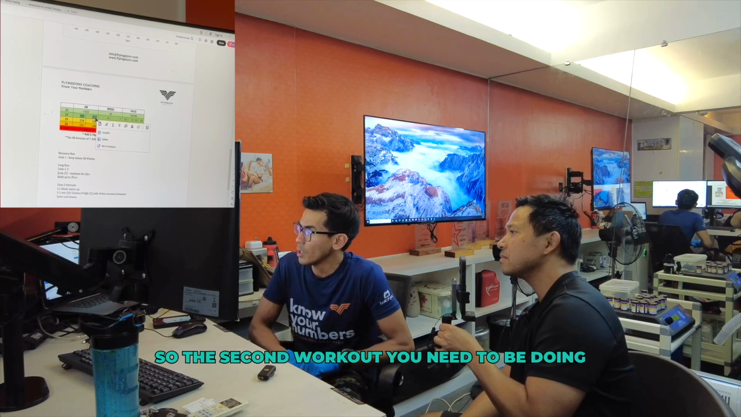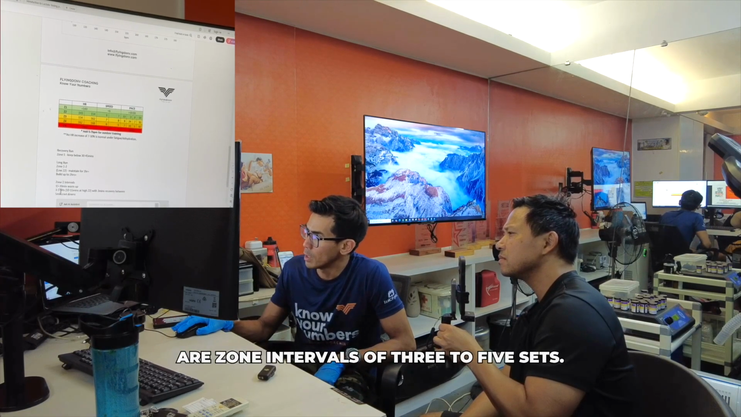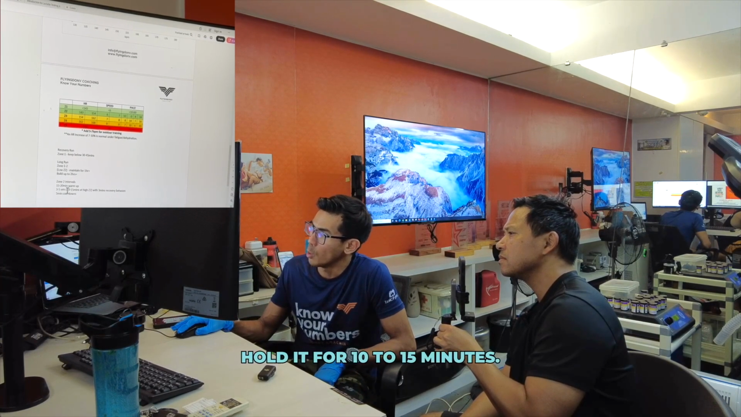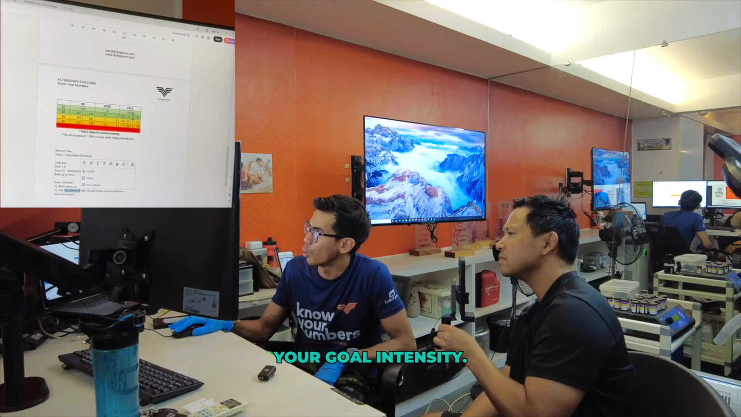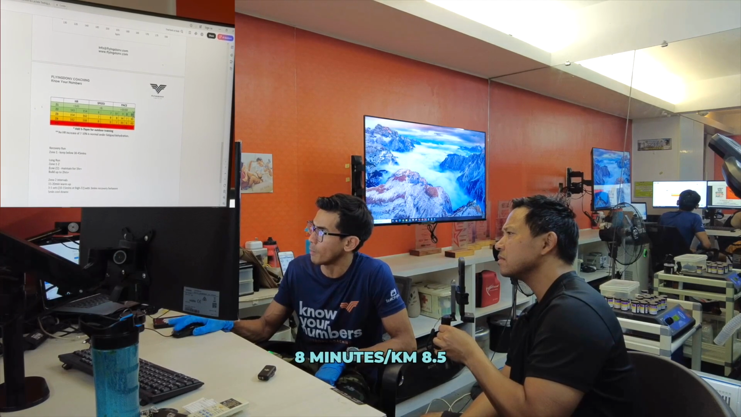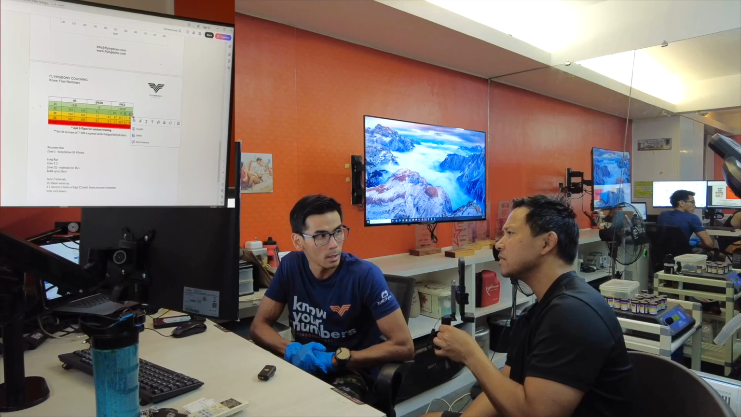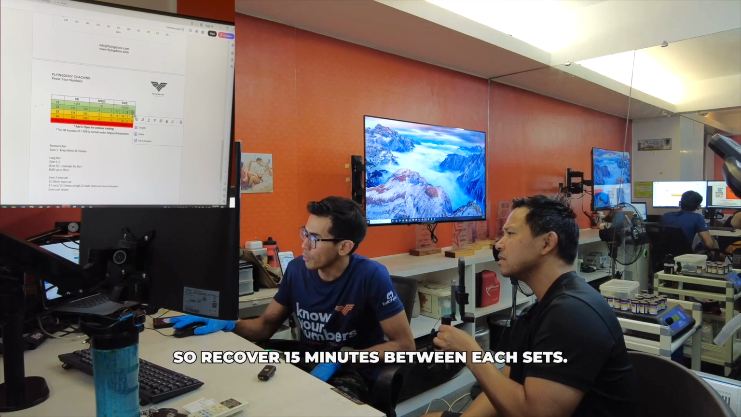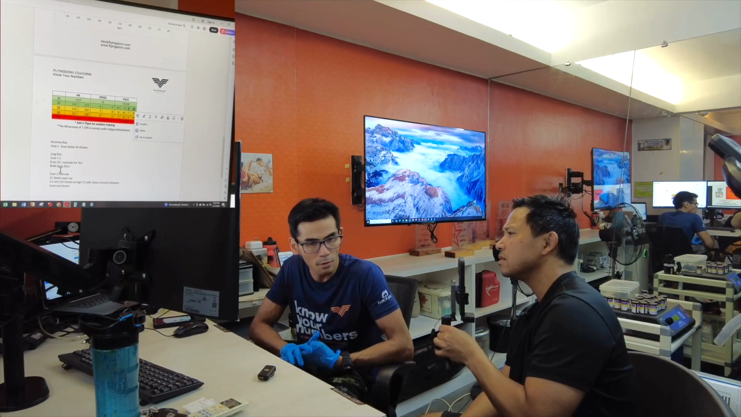So the second workout that you need to be doing are zone 2 intervals, so 3 to 5 sets. Hold it for 10 to 15 minutes. Your goal intensity there will be 7 kilometers per hour or around 8 minutes per kilometer, or 8.5 minutes per kilometer. Okay, so recover for 3 minutes between sets. So 3 to 5 minutes.